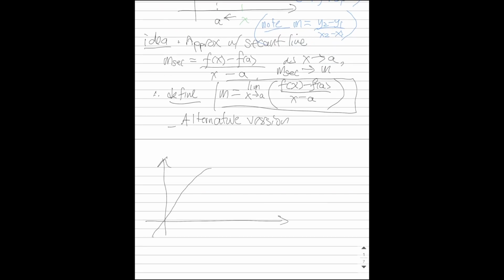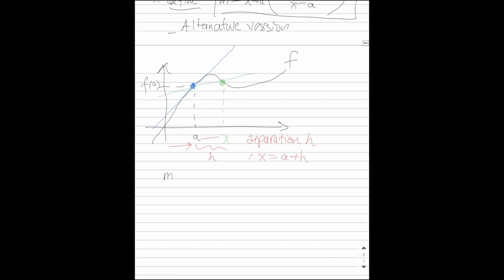There's your function. There's the point a. There's the point f of a. And again, we are interested in what is the slope of the tangent line here. We're going to try to approximate it by using another nearby point and then drawing a line there. Rather than talk about x's and a's, we are going to talk about the separation between the points. So if there's a separation of h, then another way to write x would be a plus the little bit more, h.